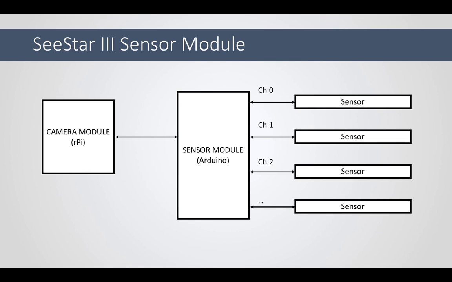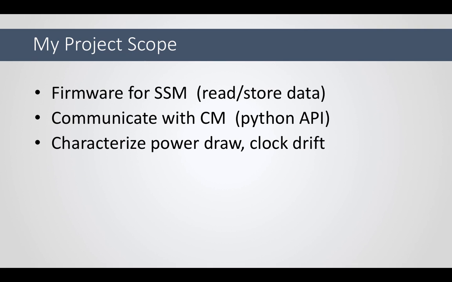The next iteration of C-Star will feature a sensor module that, when pulled by the camera module, will record data from its connected sensors. The sensor module is Arduino based and has several channels that can be configured to read from either serial, I2C, or SPI sensors. My contribution to the project is designing the Arduino code for the sensor module, providing an API for the camera module's Raspberry Pi to interface with the Arduino over serial, as well as characterizing the Arduino's power consumption and clock drift.